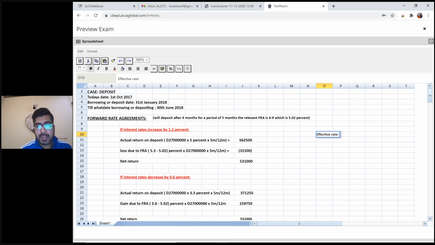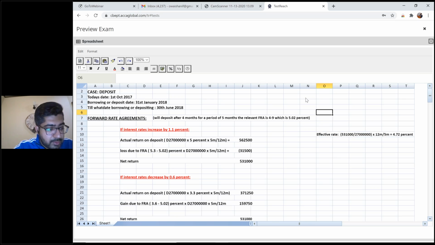Now, effective rate is computed as I have given you in the formula: net return, that is 531,000 for both cases, over borrowed or deposit amount, that's 27 million, into 12 months over time period of borrowing, that was 5 months. So the effective rate is going to be 4.72%.